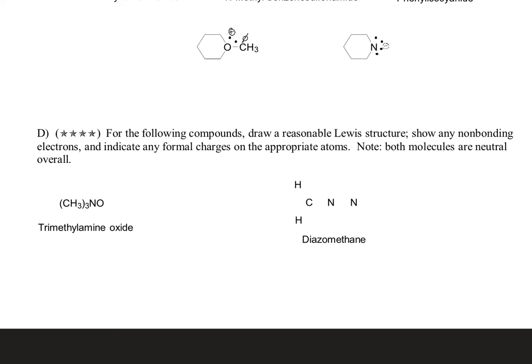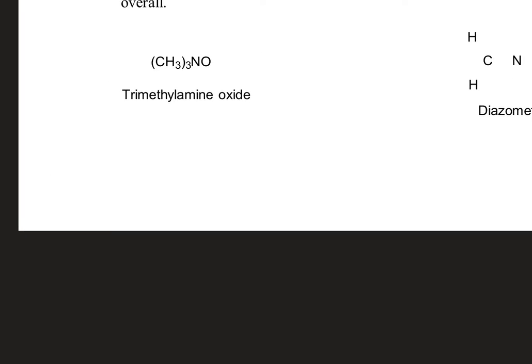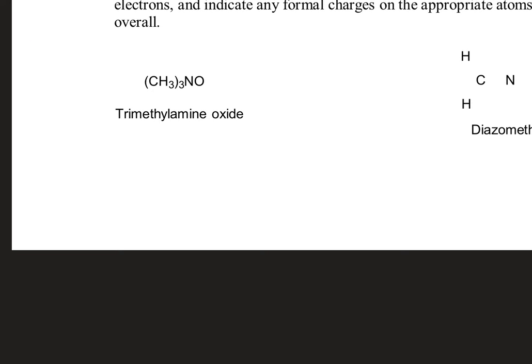All right, and D, 4 stars. For the following compounds, draw a reasonable Lewis structure, show any non-bonding electrons, and indicate any formal charge on the appropriate atoms. Note both molecules are neutral overall. So we have trimethylamine oxide. So we've got 3 carbons plus 9 hydrogens plus nitrogen plus oxygen. So the total number of electrons, we've got 12 plus 9 plus 5 plus 6, so there's 32 electrons here.